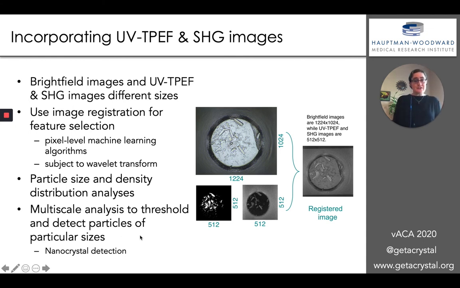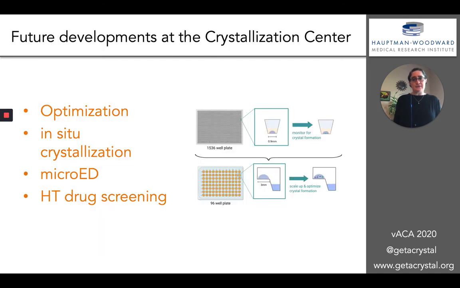Using the images in this way will actually enable us to, for instance, do kind of multi-scale analysis, to do threshold detection, to detect particles of particular size, and to develop ways to do nanocrystal detection that are currently really not available. And so these are some of the exciting things that we're actively working on right now in the Crystallization Center.